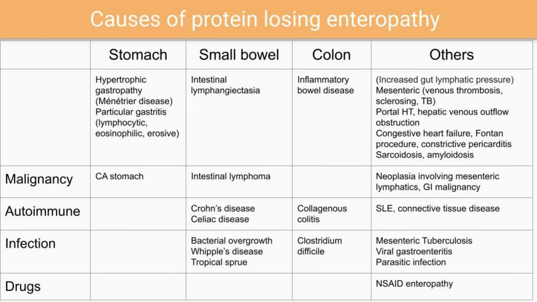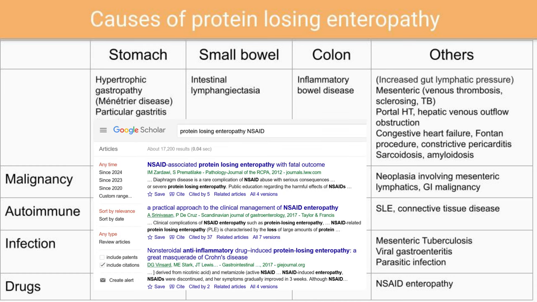There are many other causes for protein losing enteropathy, like mesenteric problems, portal hypertension, hepatic venous outflow obstruction, congestive heart failure, Fontan procedure, constrictive pericarditis, sarcoidosis, amyloidosis, malignancy like involving mesenteric lymphatics, GI malignancy, autoimmune, SLE, connective tissue disease, infection including tuberculosis, viral and parasitic infections. Last but not the least, NSAIDs, non-steroidal anti-inflammatory drugs, are known to cause protein losing enteropathy.